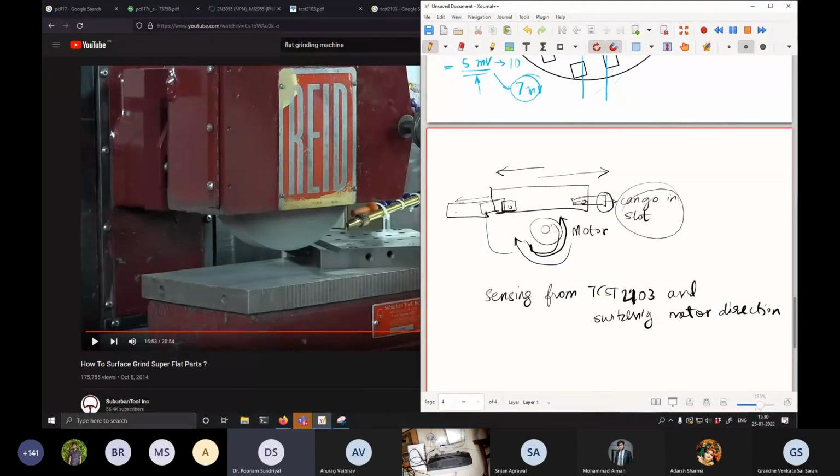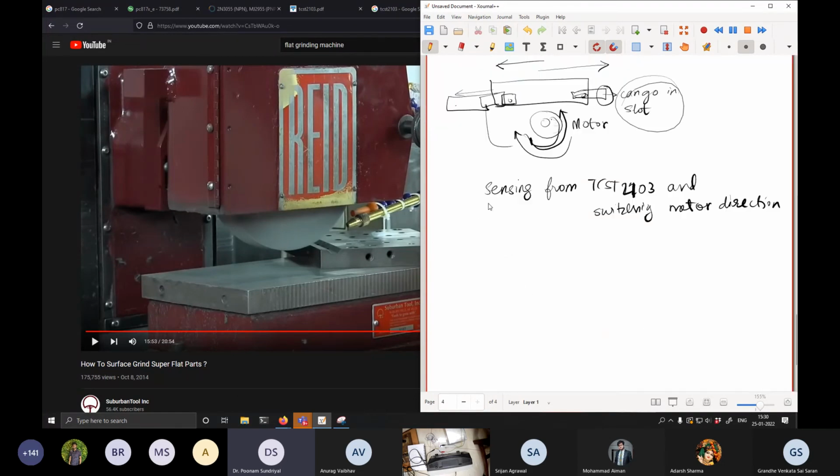And this is exactly what is used in modern machines. This slot has been replaced by an inductive switch. So here's something for you to read about. It's called an inductive switch. You can read about this in your free time.